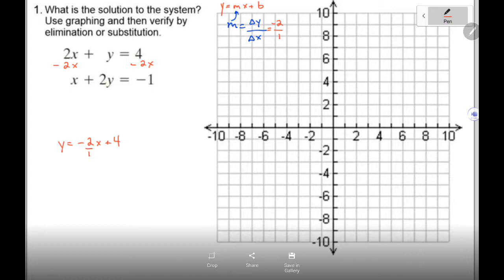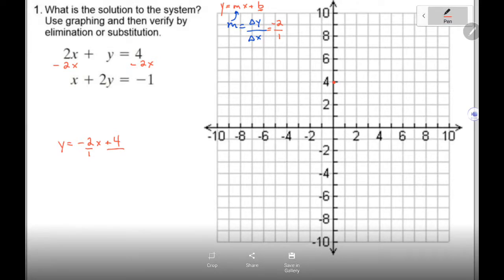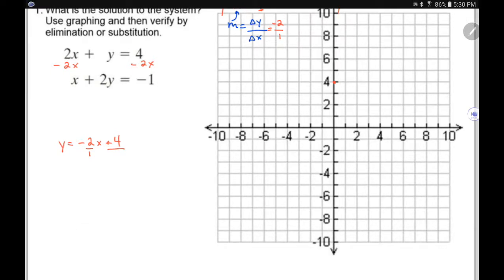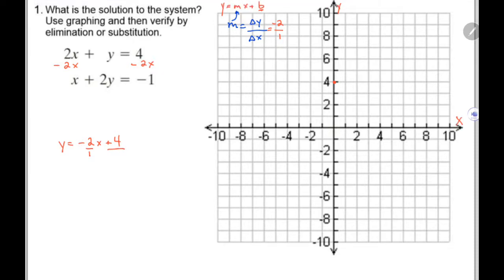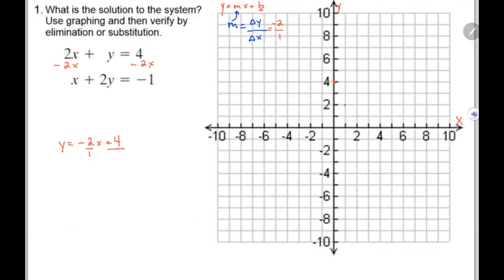Because that's our slope in front of the x, that's the m. And the b, that's our starting point. If you look at this b here, it's plus 4, so we're going to go to plus 4 and plot our point right there. That's our first point. That's where we always start, with the y-intercept. Notice that this is the y-axis and this is the x-axis. And then from that point we're going to take one step to the right, and 2 steps down, and plot another point.